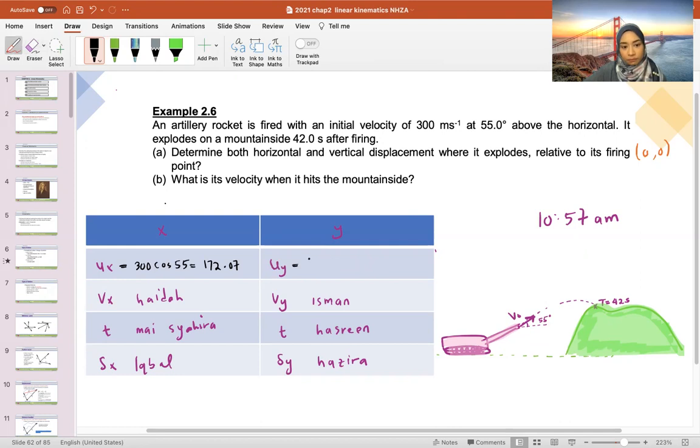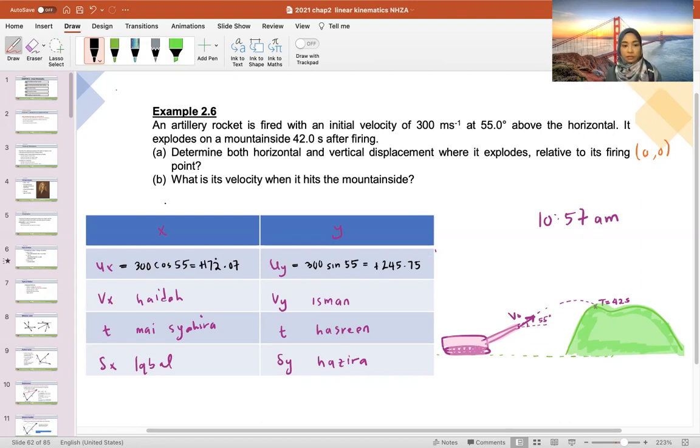UY is 300 sine 55. Okay. Value dia 245.75. Is it a negative or a positive? Positive. Okay, thank you Rai.